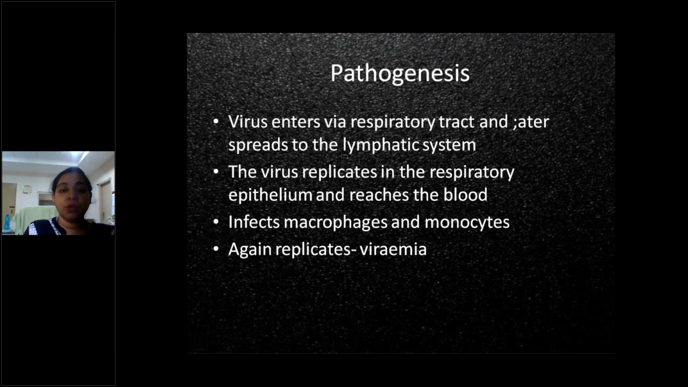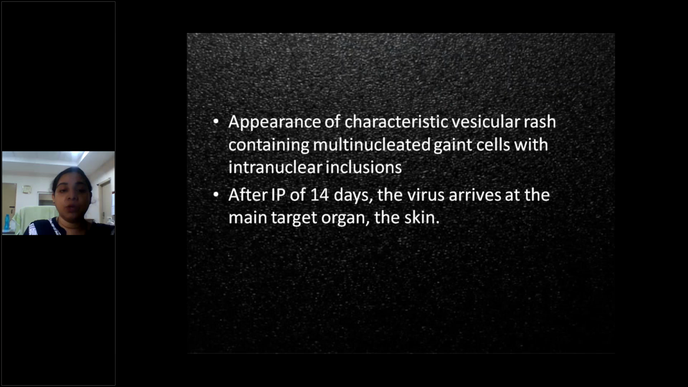So what happens? Man acquires infection through droplet inhalation, the respiratory tract, right? Then after entering through the respiratory tract, they spread through the lymphatic system and replicate in the respiratory epithelium. After replicating there, they enter the bloodstream. Presence of virus in the blood causes viremia. During this stage, both macrophages and monocytes are infected. Next, appearance of a characteristic vesicular rash containing multinucleated giant cells with intranuclear inclusions.